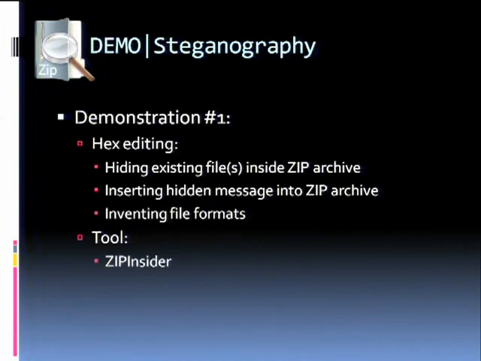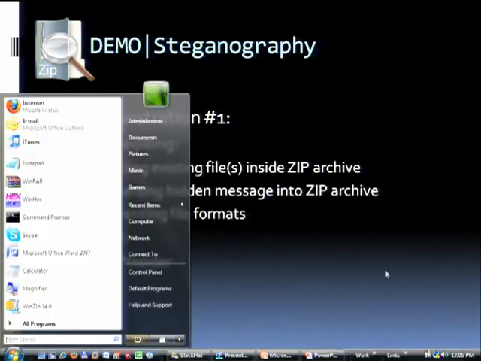That brings us to our first demonstration. We're going to do some hex editing. We're going to hide existing files inside a zip archive. We're going to insert some hidden messages. We're going to invent our own file format, and we're going to show off the tool we used to check all this, and it's going to inject some Stego data inside an existing zip archive. So let's do that.